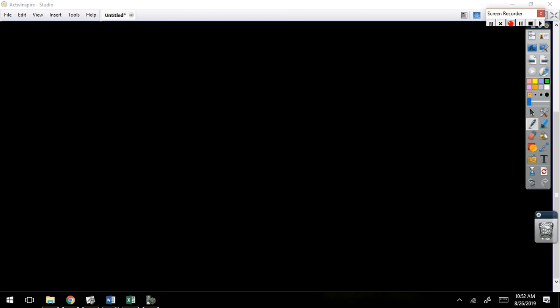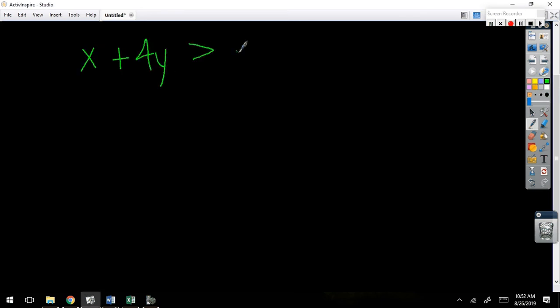So let's extend this to inequality. So now instead of it being an equal sign, there's going to be an inequality sign. So now instead of equals, maybe it's something like this. What form is that? Standard form, right? ax plus by equals c.